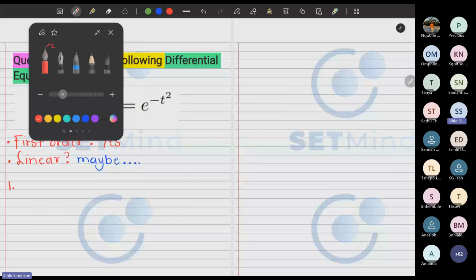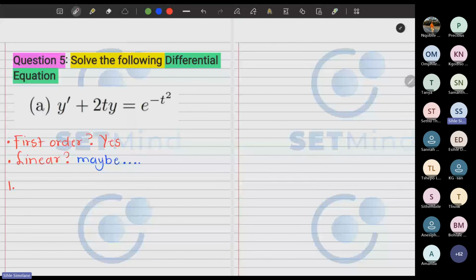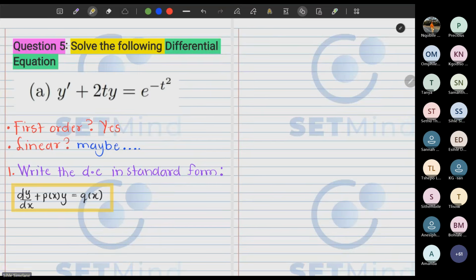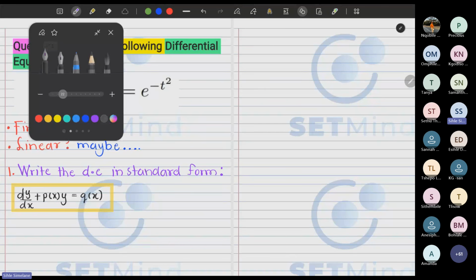So let's go to step number 1. Step number 1, if you remember, what I said we should do, guys, is to write the DE in standard form. That is what we want to do. What is standard form? Standard form is what we have here. So we should first attempt to write our DE in this way. Okay, so let's have a look at what is given and see if we can write it in standard form.